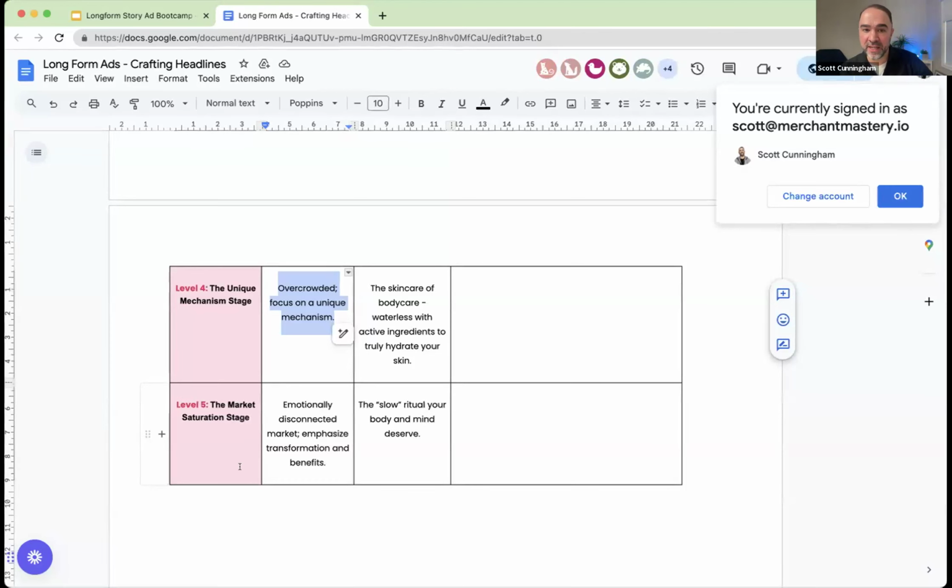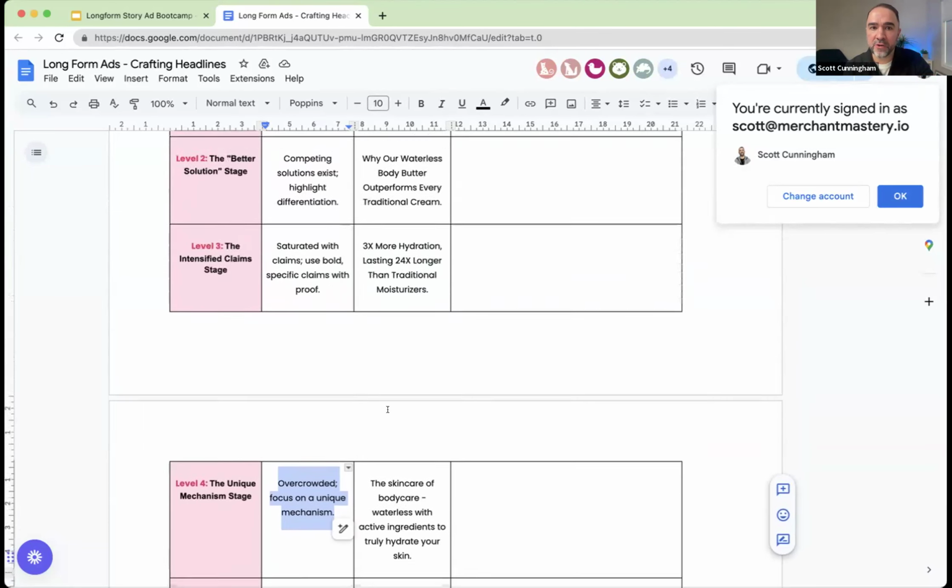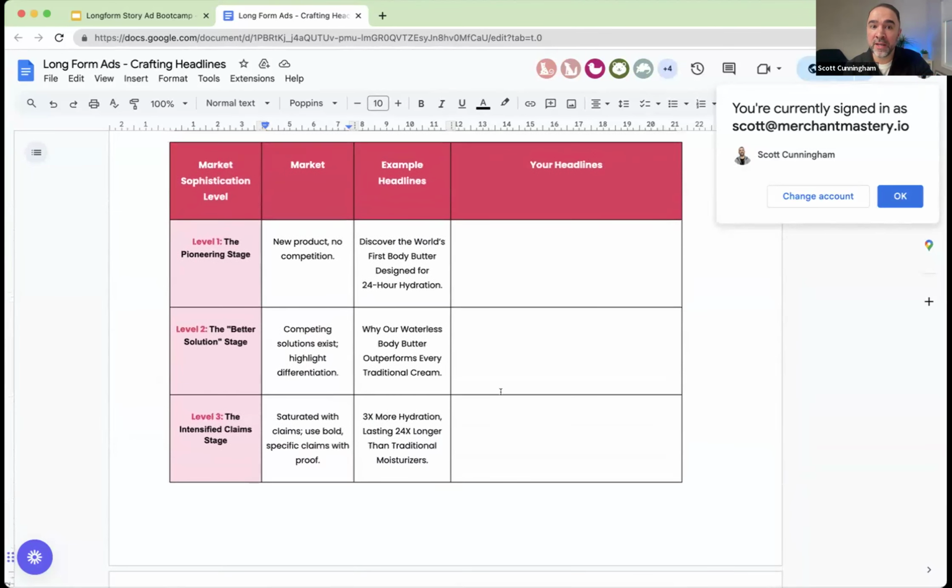And so we would say something like the slow ritual. We're talking now about the emotion, the slow ritual your body and mind deserve. Okay, so I know I'm not giving too much time for this homework, but I think it's a good idea to go through this and brainstorm. You don't need to overthink these. Just pretend you're the first in your category. Introducing the world's first temporary race tattoos to make sure you get through every race.